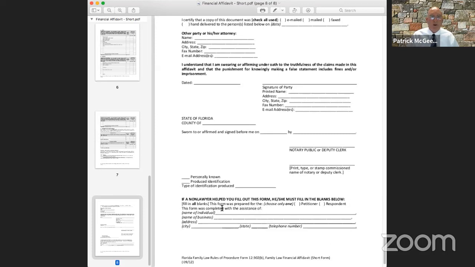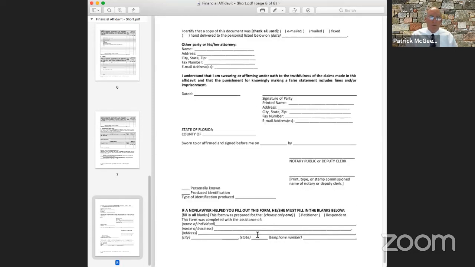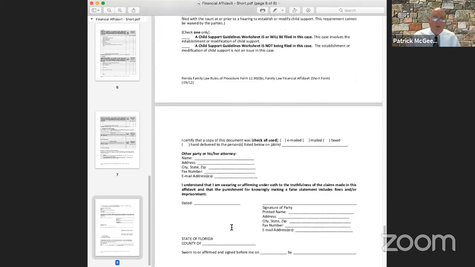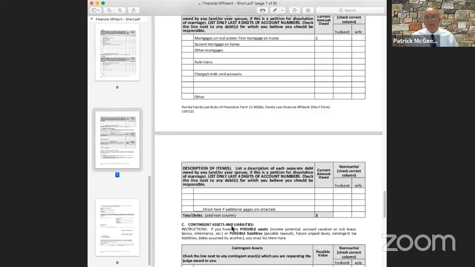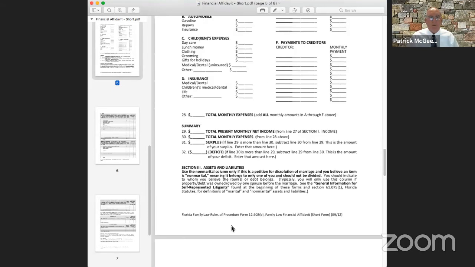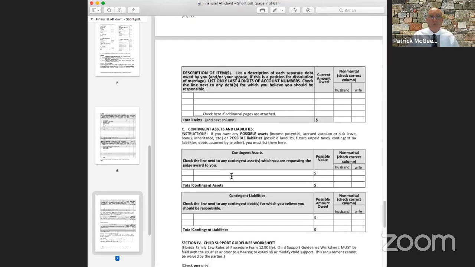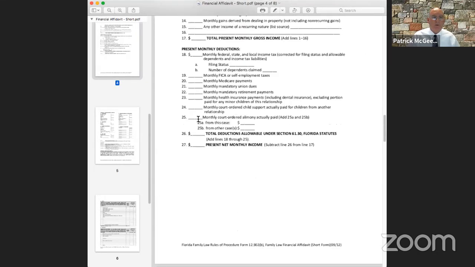And if somebody helped you out on this last section, they have to disclose that they helped you out here if they are non-lawyers. For example, if you went to one of the divorce paperwork processing services that they have, they would fill out this section, or you would fill out this section right here. And that's it. That's basically the short form financial affidavit explained. It's not as hard as it looks. It's not as intimidating as it looks. And it's pretty easy.